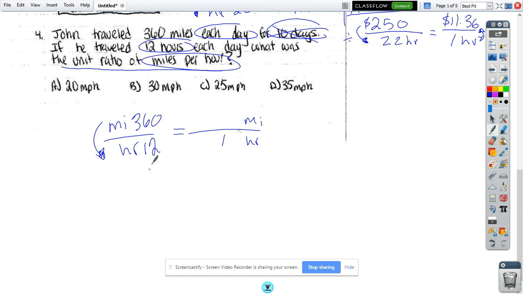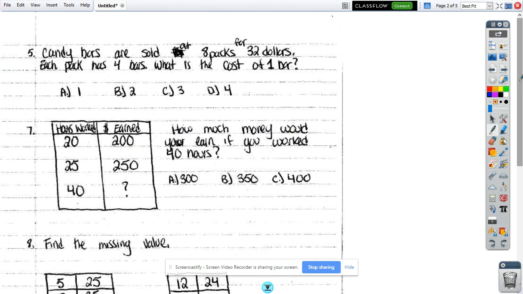360 divided by 12. Well, I know that 12 goes into 36 3 times. So I'm dividing by 3, and then there's a 0, so that's divided by 30. So up here, since our arrows are going opposite directions, we use opposite operations. This is going to be times 30, and I just get 30. So 30 miles in 1 hour. Go ahead and go to the next question.